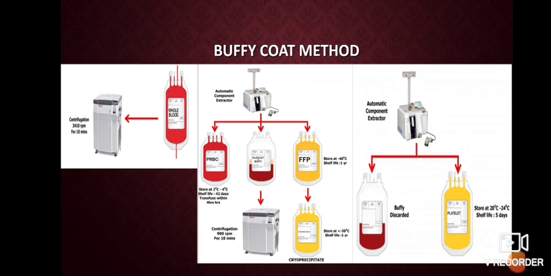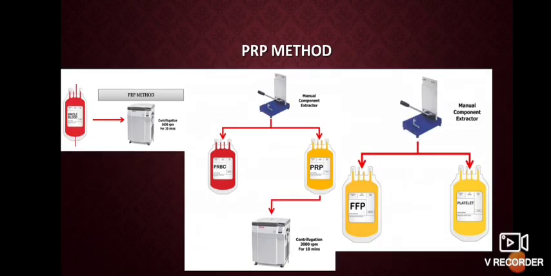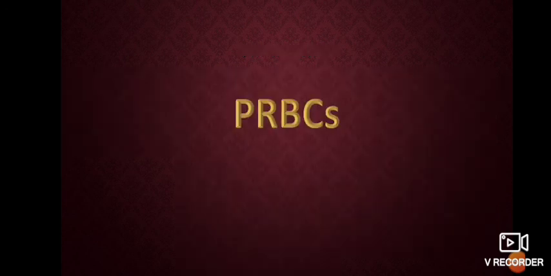In PRP method, after the first centrifugation of 1600 rpm for 10 minutes, we separate the PRBC and PRP. And this PRP is the platelet rich plasma. It is being again centrifuged, that is given hard spin at 3000 rpm for 10 minutes, and then using extractor we separate VFFP and platelet separately.